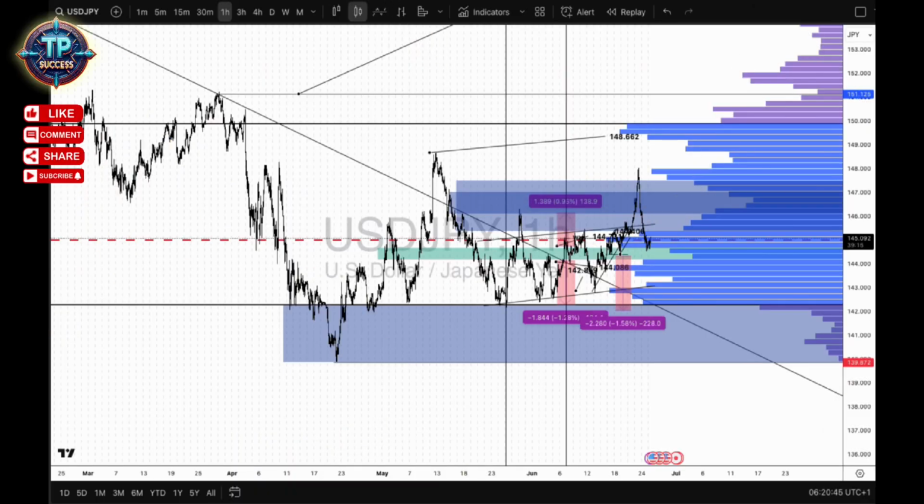Today, I'm showing you how I trade USDJPY using the volume profile. So with that said, we're going to get straight into it.